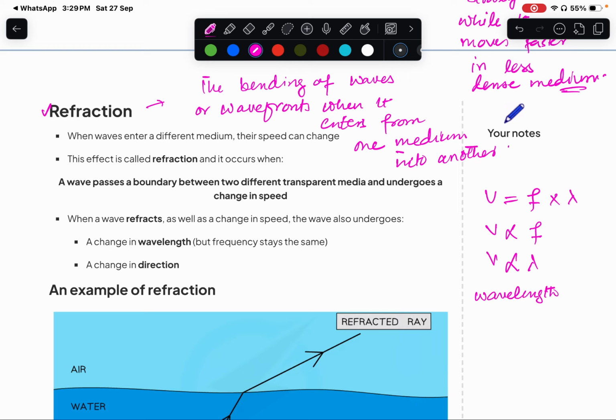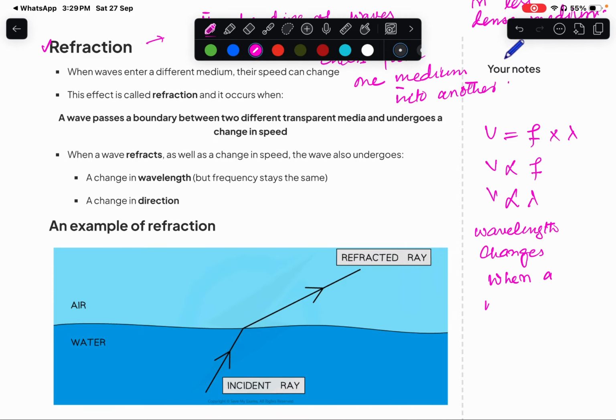Wavelength changes when a wave or wavefronts travels from one medium into another.